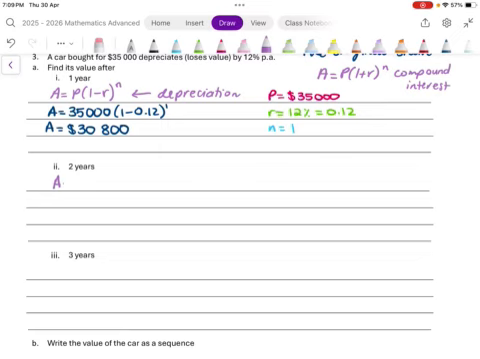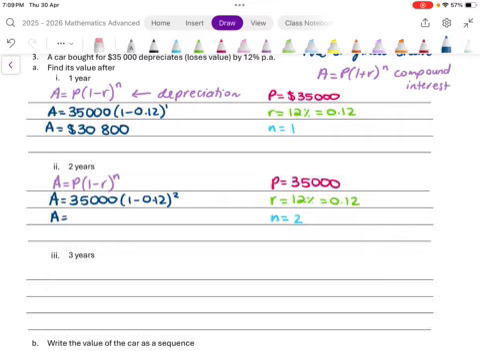Okay. From here, question 2, or find its value after 2 years. Same scenario. A equals P lots of 1 minus R to the power of n. Our P is still our 35,000. We have that our R is our 12%, which is our 0.12, but our N is equal to 2 this time. So what we'll have is A equals 35,000, 1 minus 0.12 to the power of 2. So we'll get A equals 27,104.